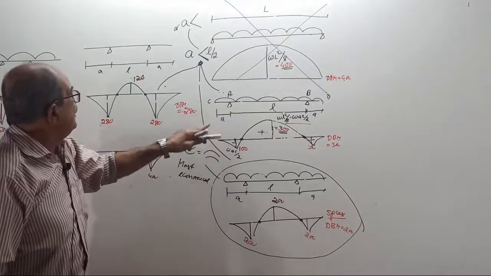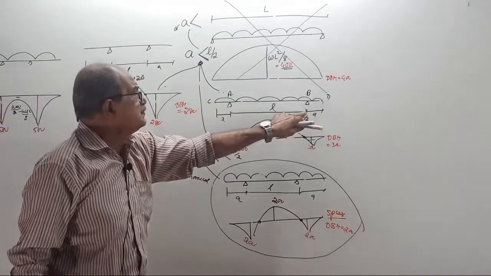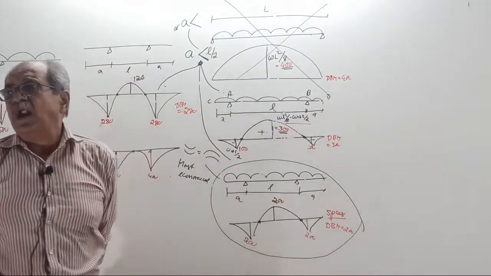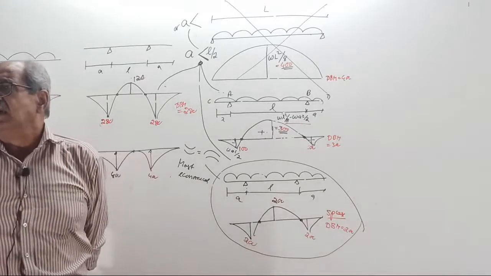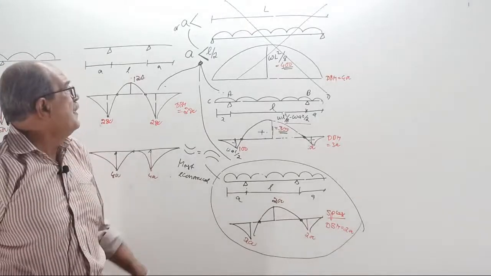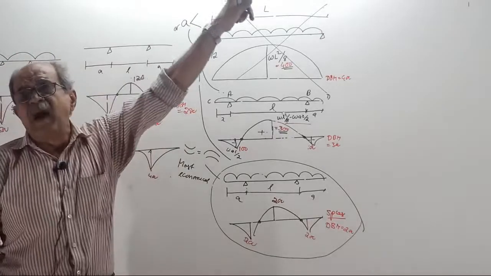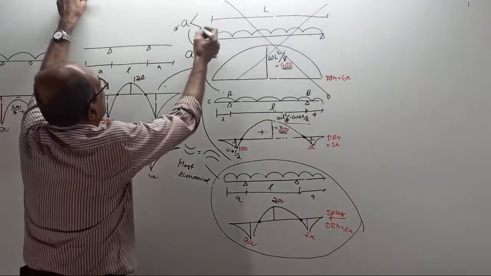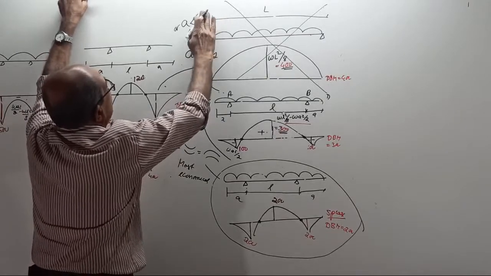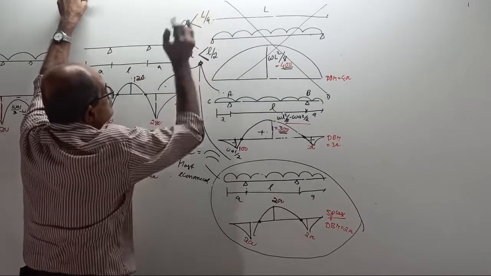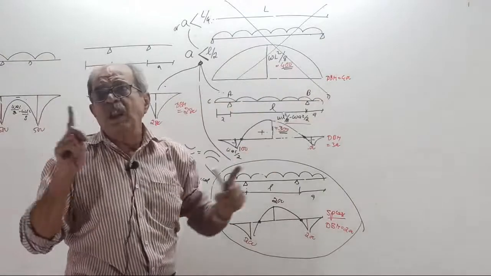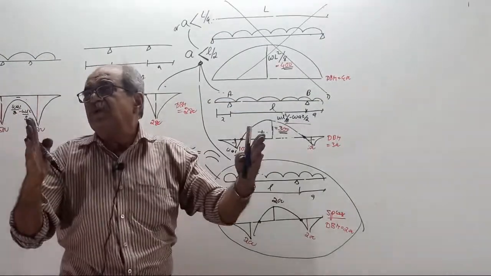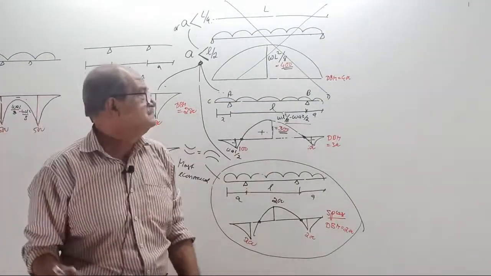Here, if you compare the overhang with the span between supports, the overhang should be within L by 2. Or if you compare the overhang with the full span length, L by 4. Both are the same. Capital L by 4. Full length 1/4 or central supported length half.